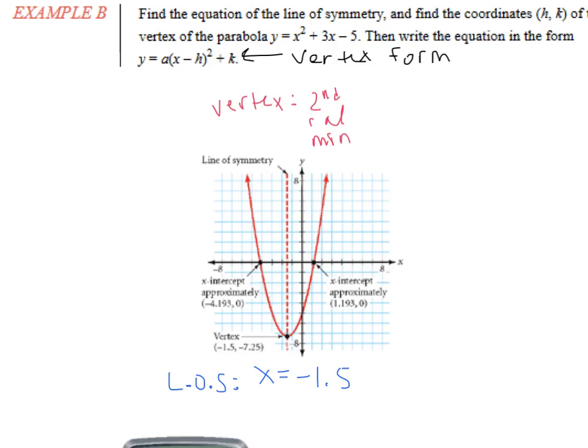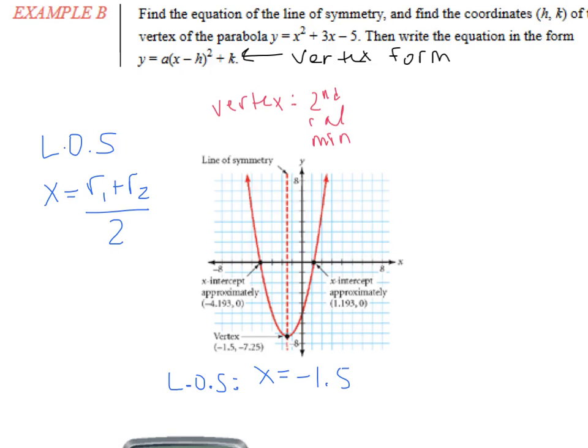Now we did take it a step further here and find the vertex, but if you're not given the vertex, you can still find that line of symmetry using just your x-intercepts or your roots. To find your line of symmetry, if you don't have your vertex, you take your two root values, you add them up, and you divide by 2. The reason you can do that is because that line of symmetry has to be halfway between the two x-intercepts, since we know that a parabola is symmetrical.